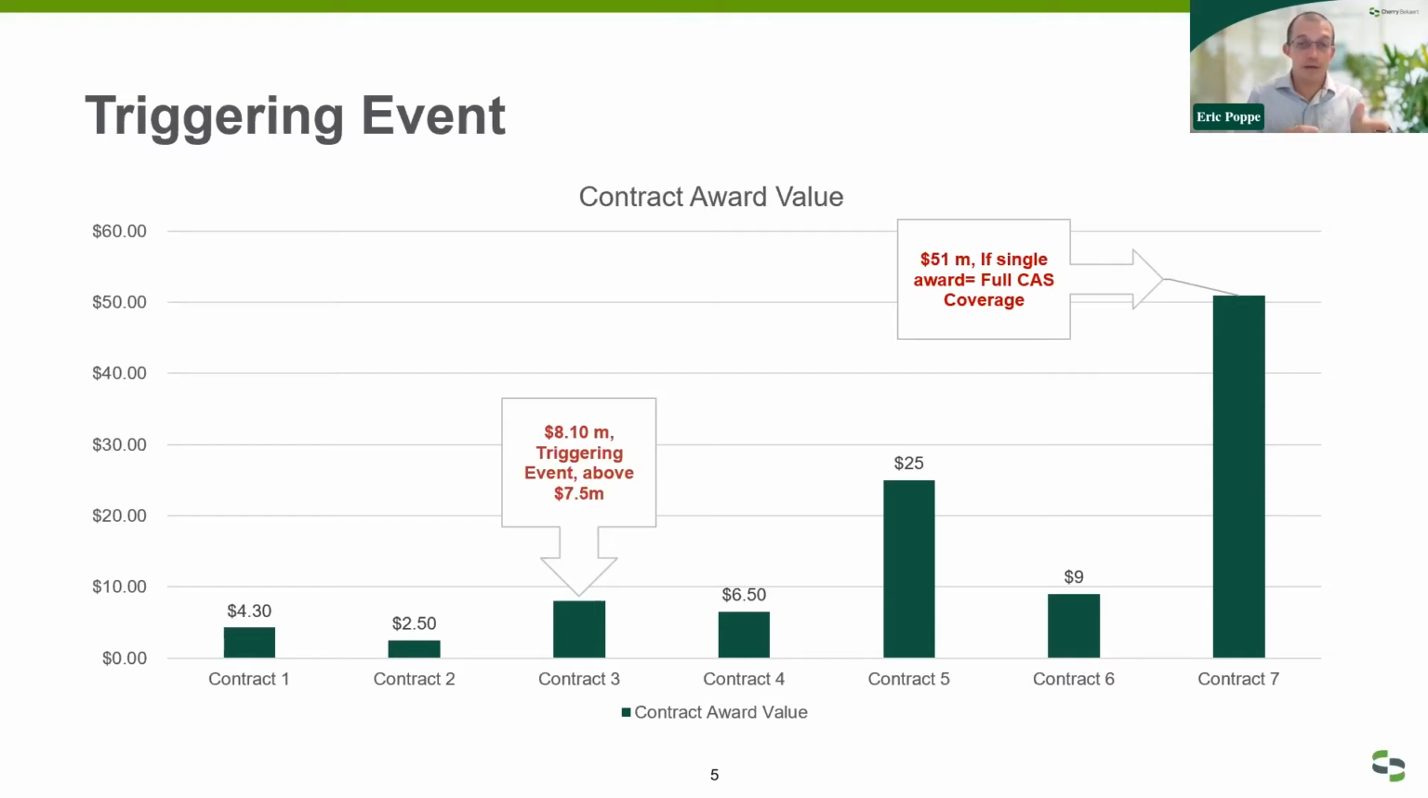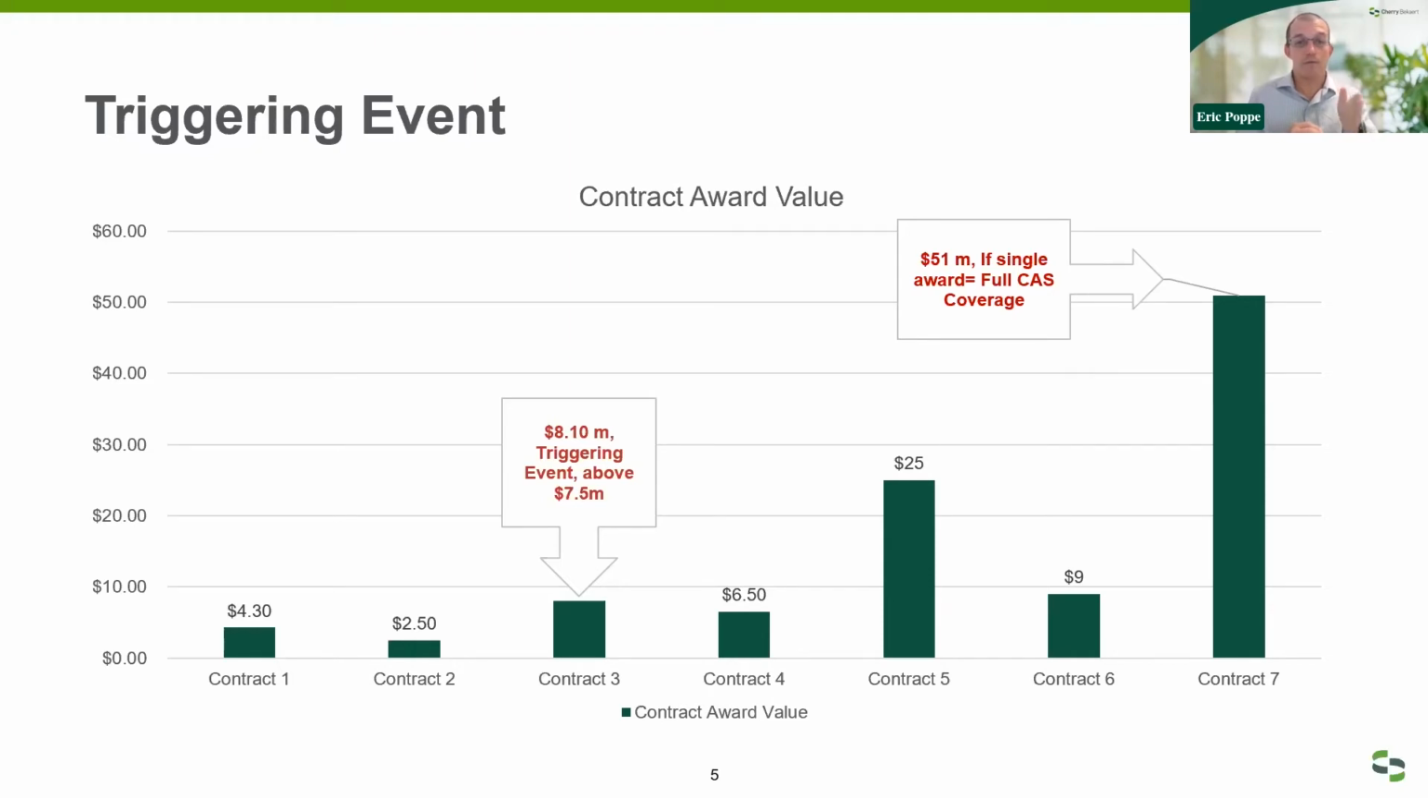But once you hit modified CAS coverage at 7.5, you have a triggering event at 7.5 million. So the example here is this: contractor A has one contract. First, they won the first contract of 4.3 million. Then they won a second one for 2.5 million. Well, they still have not triggered CAS yet. They may be over the TINA threshold, and they might not meet the exemptions. However, it is not above that 7.5. So the next contract that they win is 8.1 million. In there, they triggered modified CAS coverage.